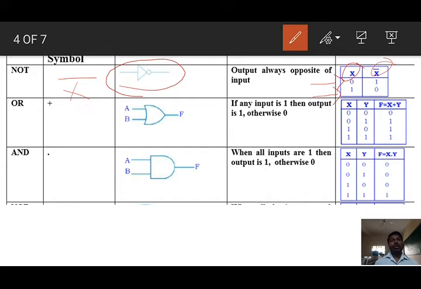My dear students, we know that the NOT gate is also called an inverter gate. Understand? In a PU board examination, they may ask in a 1 mark question, NOT gate is also called as an inverter gate. Understand? Next, OR gate.